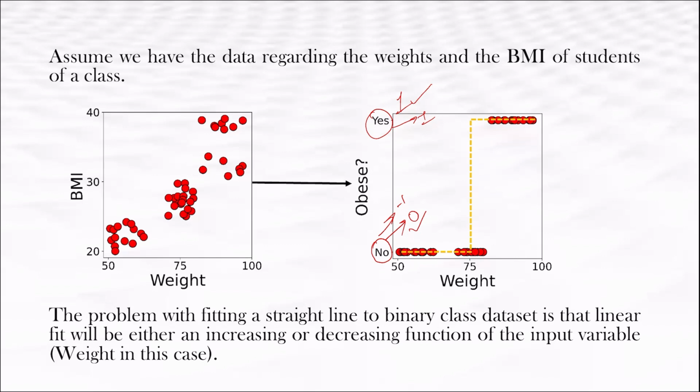I can also proceed with the function that is represented by the yellow line, which gives me the value 0 for weight less than 75 and the value 1 for weight greater than 75. However, this function is tough to deal with mathematically, and hence I would prefer a function which is of this form. And this function is mathematically very nice and is simple to deal with.